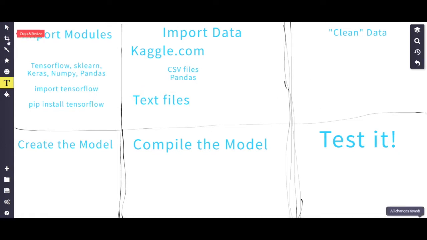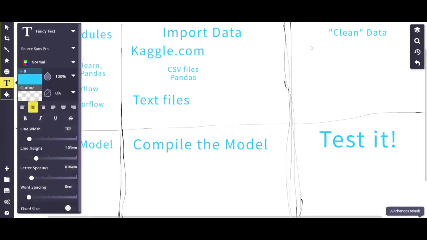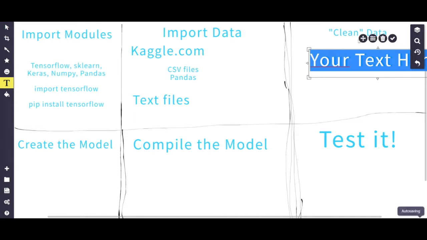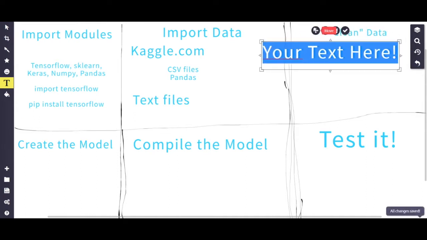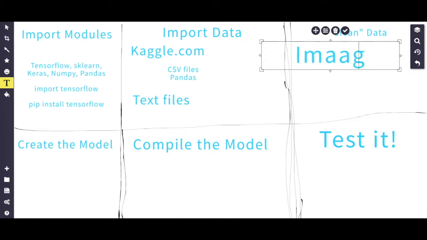And then clean data. Remember normalization? Basically, your computer can't analyze images or text directly. You have to translate it into numbers. And make sure you normalize it.